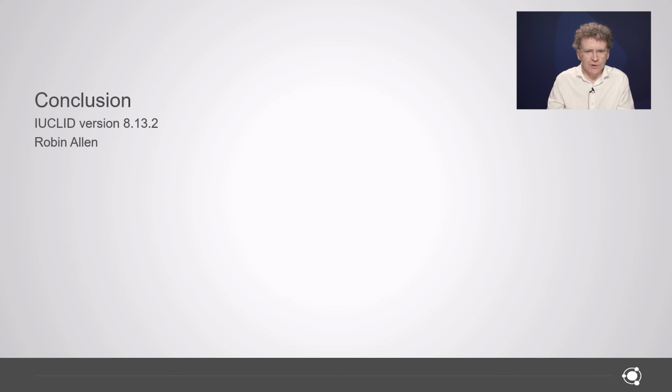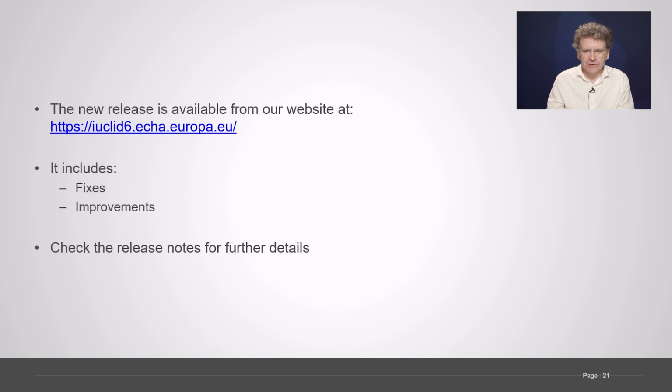So to conclude the webinar, let's recap what we have gone through in the webinar overall. The new release is available from the Euclid website. This is a service release, so there are no changes to the Euclid data format. The release focuses on bug fixes and improvements. For a list of these and more details, see the release notes, which are on the Euclid website.